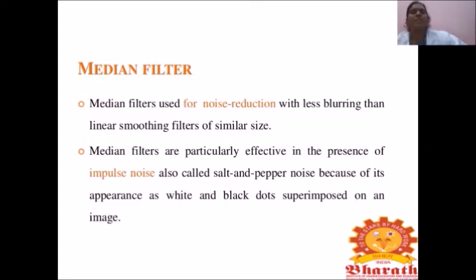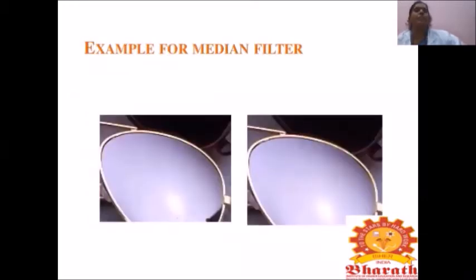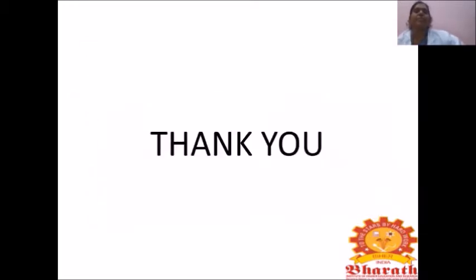Median filters are particularly effective in the presence of impulse noise. Impulse noise is also called salt and pepper noise, because black and white dots are present throughout the image. That is called impulse or salt and pepper noise. This is an example of the median filter.